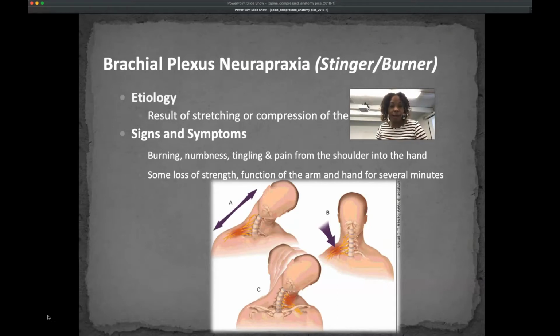Spinal pathology is one that you're going to see or encounter a lot in football, and it's a brachial plexus neuropraxia, or what most athletes would come off at the field and say is, I have a stinger, right? I'm sure we've all heard that at some point in time in our life.